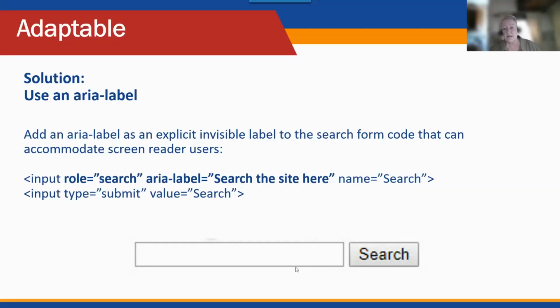So in this case, let's say we just had a search button with just the blank field and the search button itself. You could say in the search input, the role is search, the aria label, search the site here. So someone comes along, uses a screen reader, hits this, you would hear the aria label read, search the site here. So the visually impaired person knows they're right in the code, in that space where they can go ahead and type in their keyword phrase.